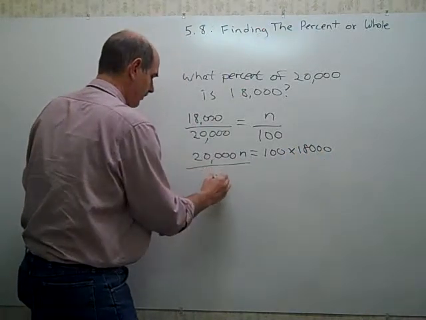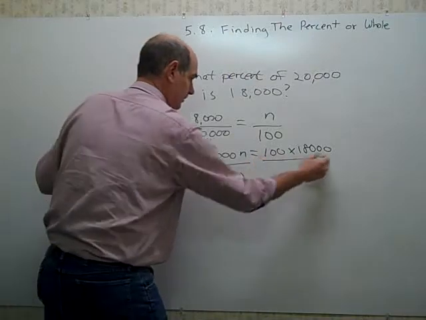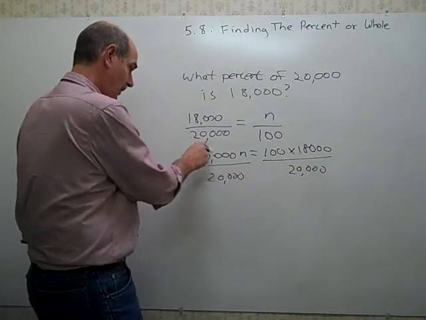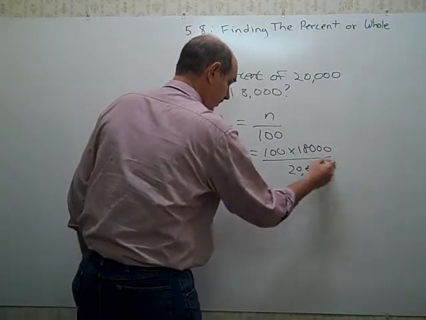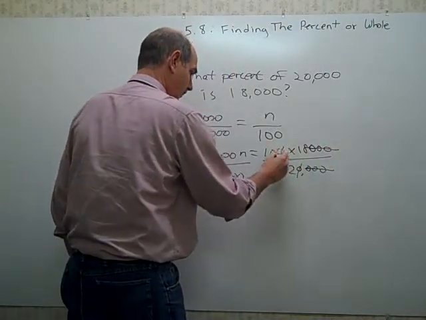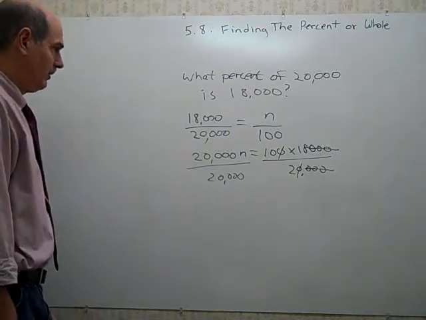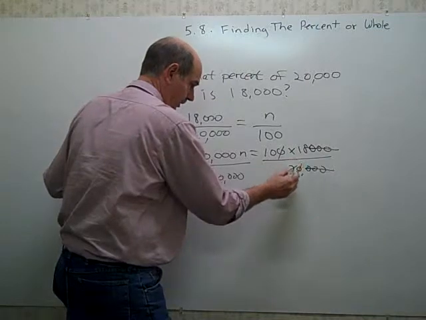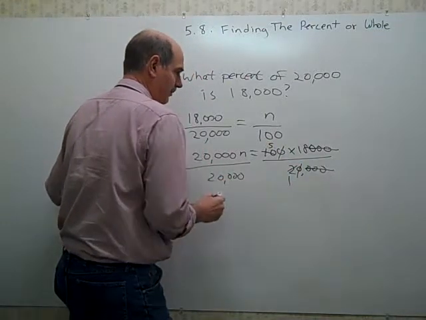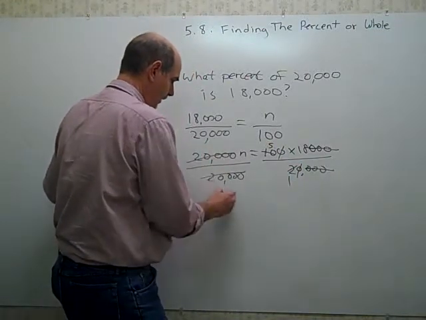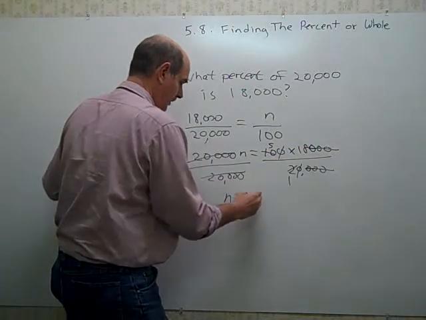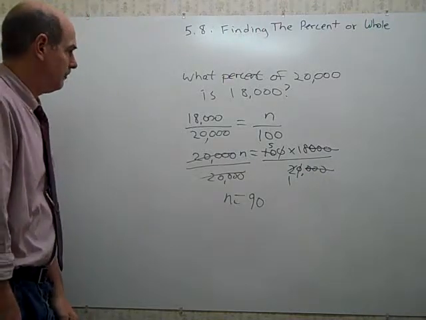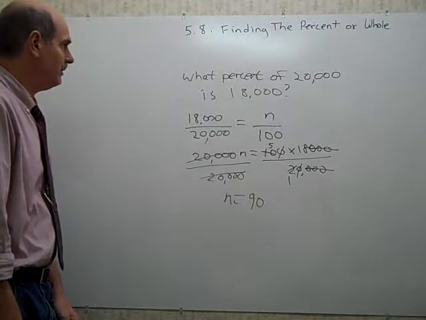Divide both sides by 20,000. Now I'm going to do what I was really tempted to do over here and cross off 3 zeros here, 3 zeros here, 1 zero here, and 1 zero here. And then I can go, how many 2's are in 2? 1. How many 2's are in 10? 5. Those cross out, and n would equal 5 times 18, or 90, so it's 90 out of 100, or 90%. So that's using the cross product method.